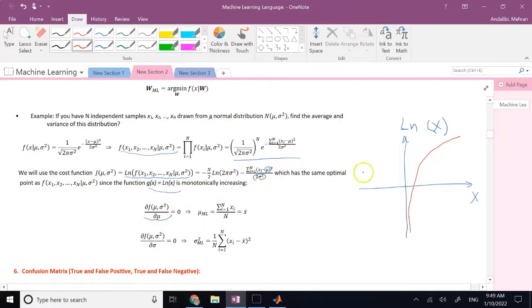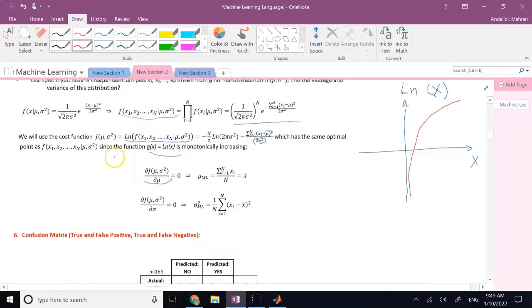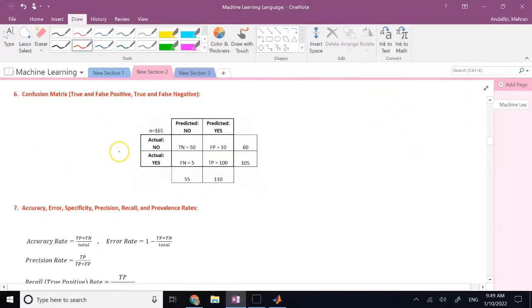Many times before you do the derivatives, you transform the function with some monotonically increasing or decreasing function, especially increasing because you don't want to change the location, and then you take the derivative to make the derivations and finding the optimal points simpler. Okay, so now let's move on to the confusion matrix.